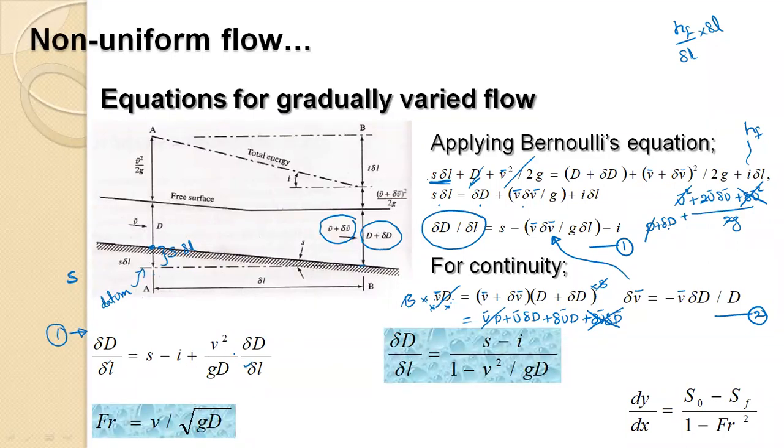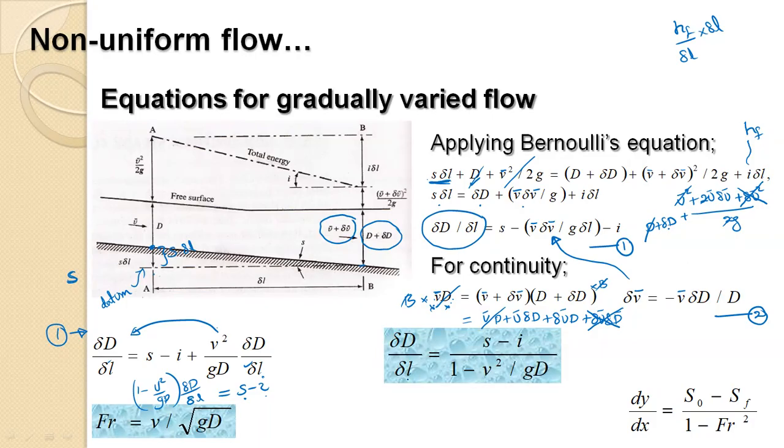So I'm going to take this one here. So it would become 1 minus V square divided by GD into delta D by delta L, and that is going to be equal to S minus I. S is the bottom slope, I is the friction slope. So this is going to give me delta D by delta L equals S minus I over 1 minus V square divided by GD.